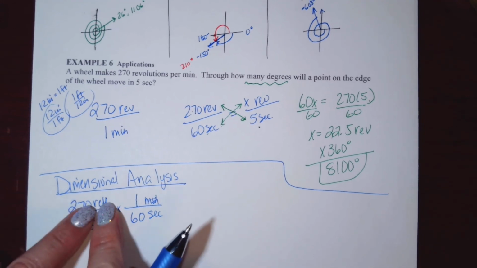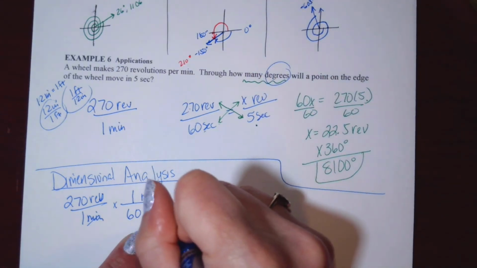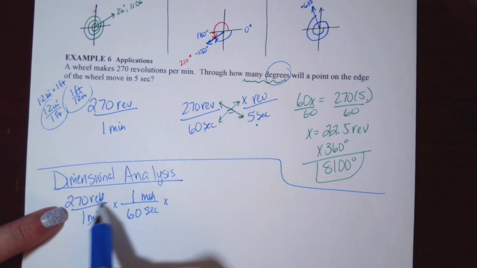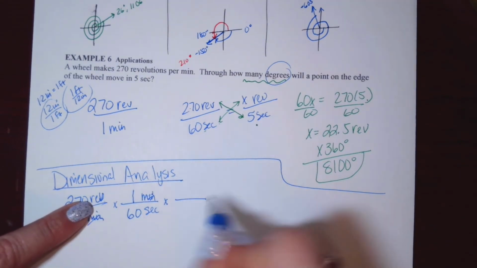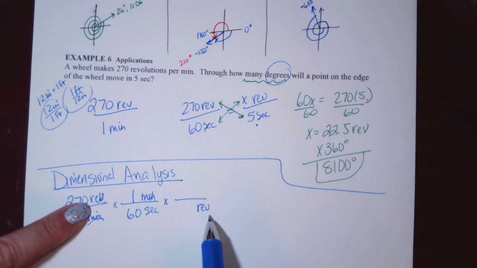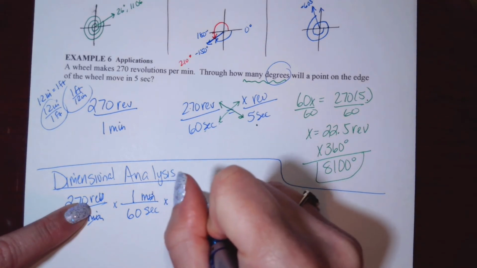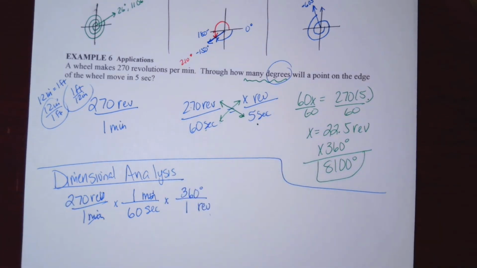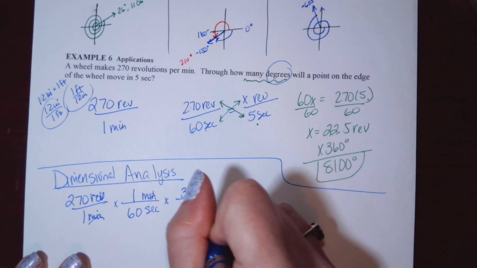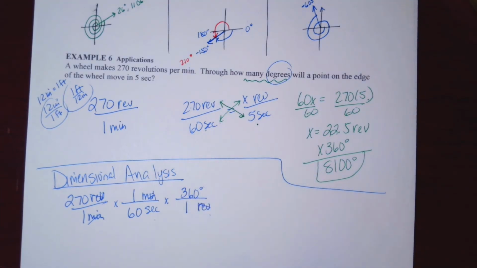So I've got revolutions and I've got seconds. I need degrees instead of revolutions. So 270 revolutions. I've got revolutions in the numerator that needs to divide out. So revolutions over revolutions. And 1 revolution, 1 full turn, is 360 degrees. So that's going to divide out those units of revolutions, and now I'm in degrees per second.